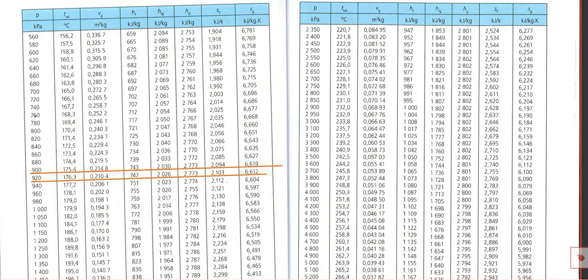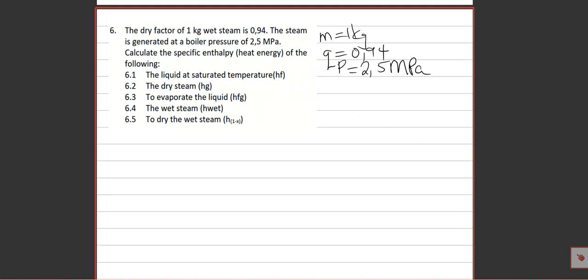Now the purpose of this pressure is to assist us to find our pressure on our steam table. On our steam table, we don't have pressures expressed in megapascals. As you can see, all our pressure values are in kilopascal. So we are required to convert this megapascal to kilopascal. So let's go through long division quickly. 2.5 mega is the same as 10 to the power 6 Pascal. To convert this to kilopascal, you would divide it by 10 to the power 3, or 1000.